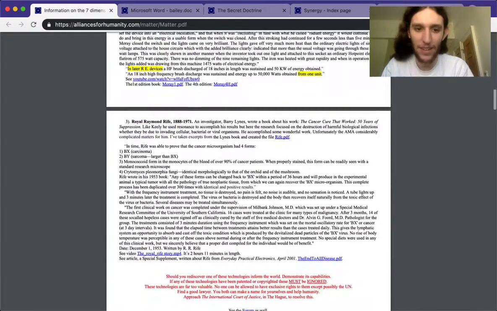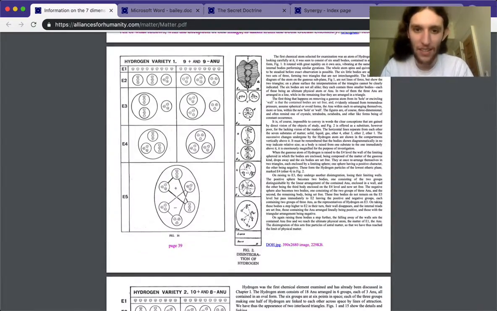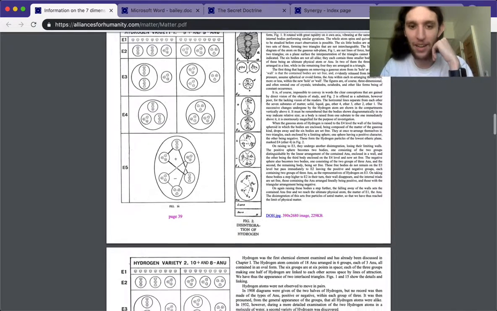And then we got this PDF again. Some similar diagrams to before.